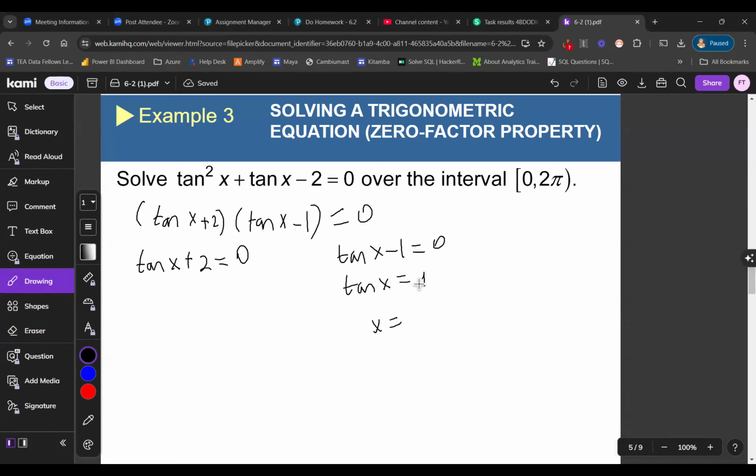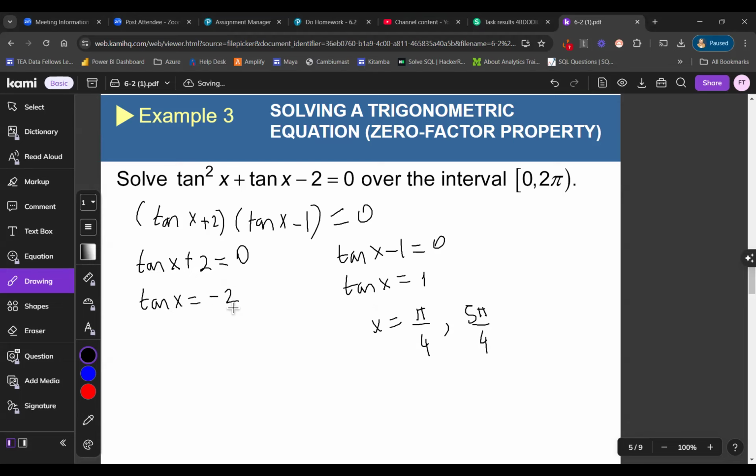So I have to think about all the angles whose tangent value is 1, and the interval I need to focus on is from 0 to 2 pi. We know that for pi over 4, which represents 45 degrees, tangent 45 is equal to 1. So this is one of the angles that I'm looking for. And tangent is positive again in quadrant 3. So in quadrant 3, 5 pi over 4 has the same tangent value, positive 1. So this part of the equation gives me two angles. When I isolate the tan x on the first side, tan x is equal to negative 2.